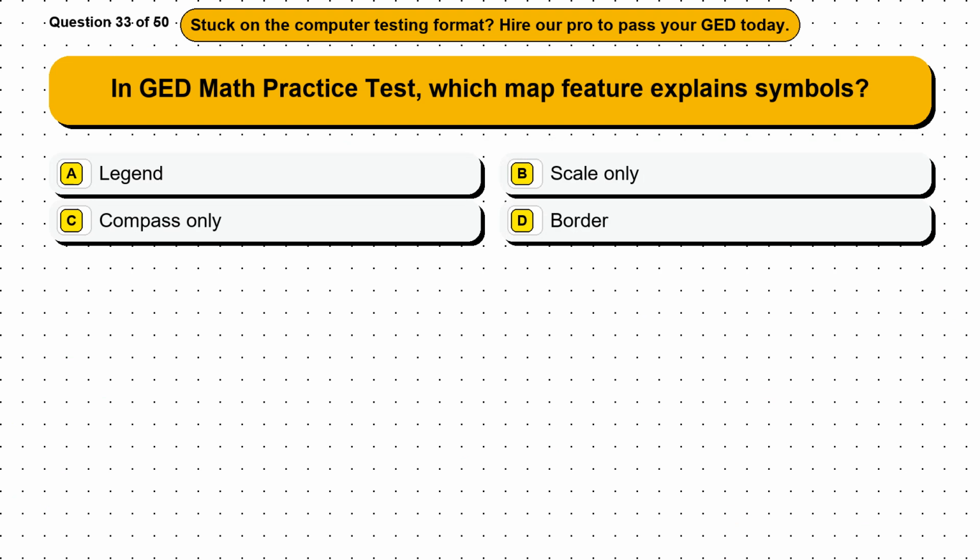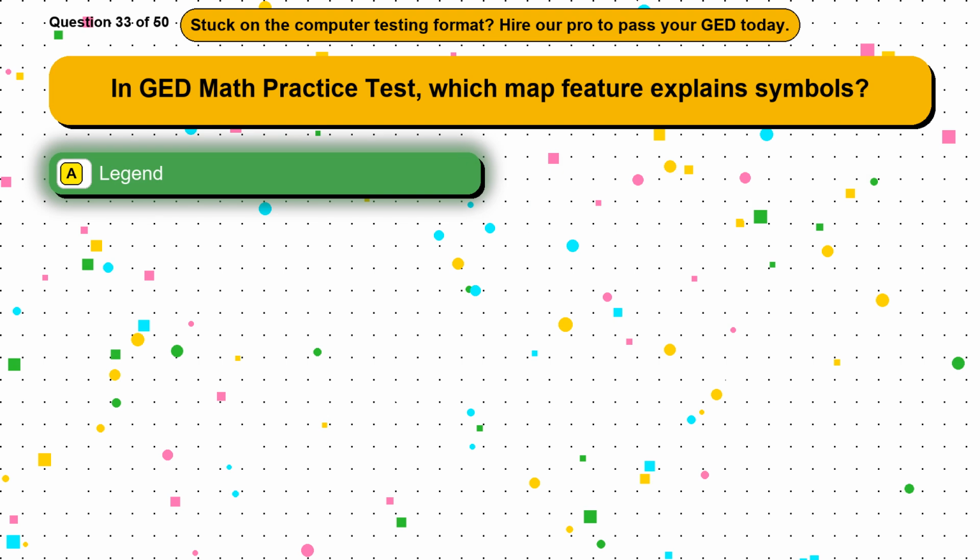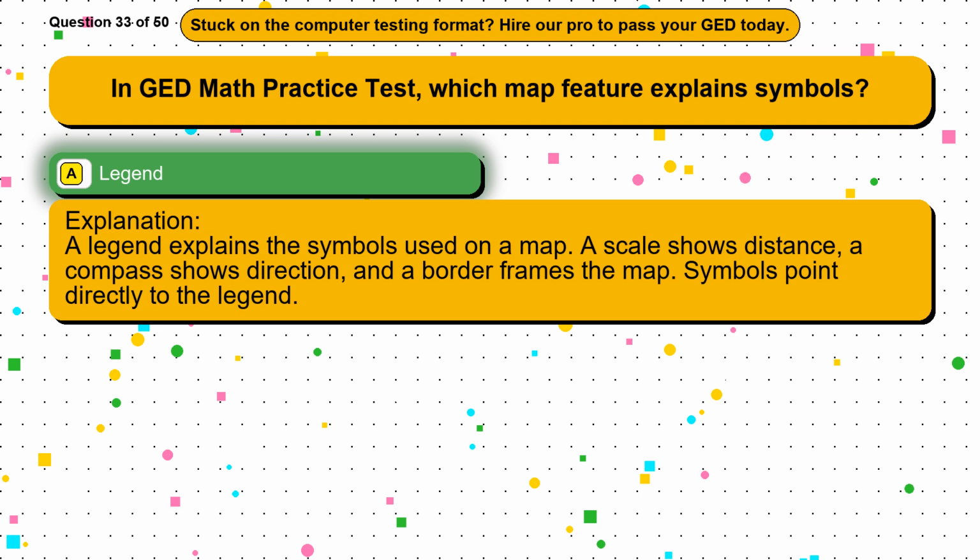Question 33. In GED Math Practice Test, which map feature explains symbols? Option A legend. Option B scale only. Option C compass only. Option D border. The correct answer is option A, legend. A legend explains the symbols used on a map.